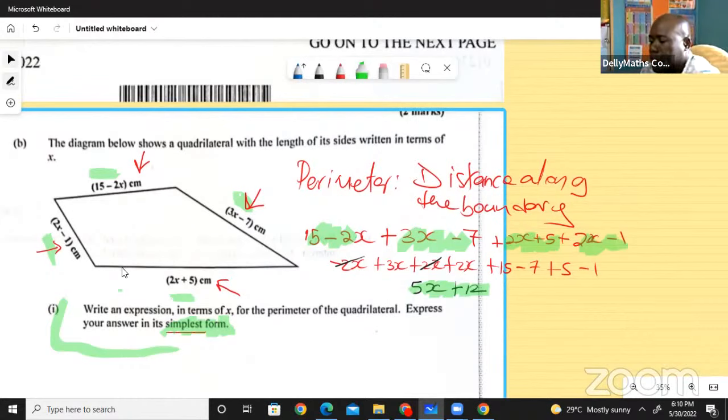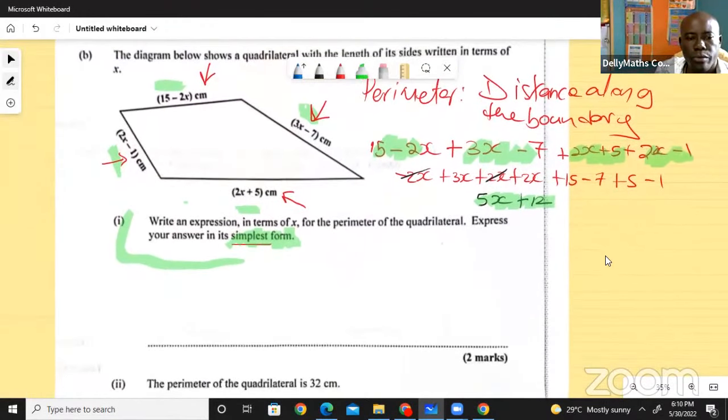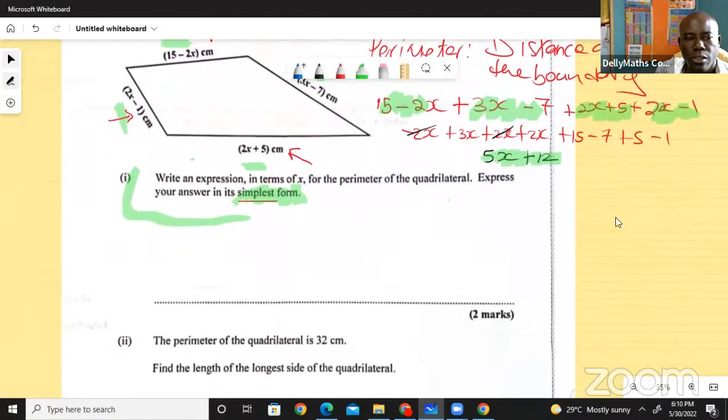So that's that in its simplest form right there. Now, you would have gotten your 2 marks for this.